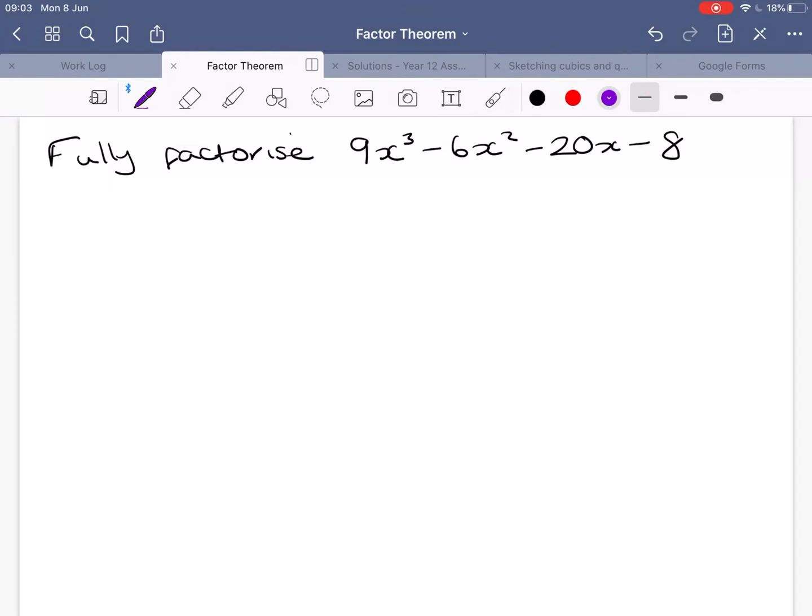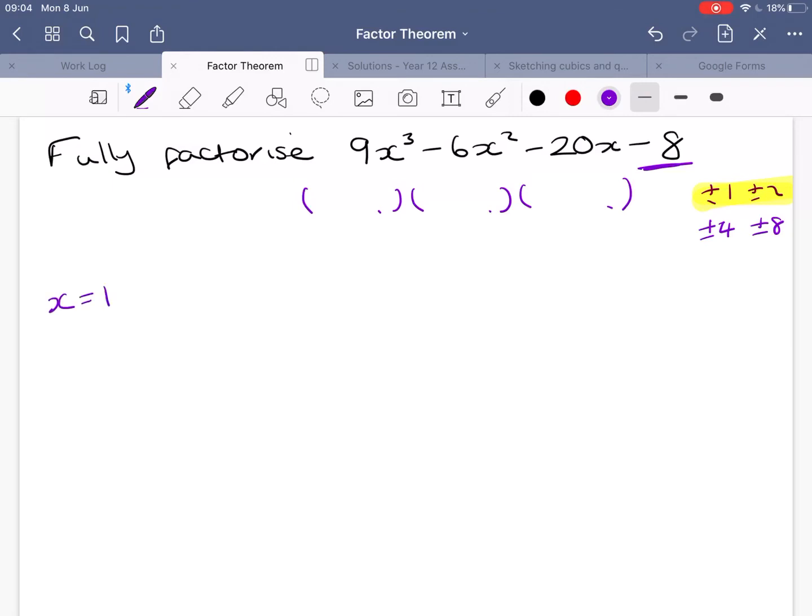Slightly more complicated one, because it isn't 1x cubed anymore, it's 9x cubed. But the philosophy is the same. If I think about my 3 brackets, the only way I get this minus 8 is to do A times B times C. So these have to be factors of minus 8. And what are the factors of minus 8? Plus and minus 1, plus and minus 2, plus and minus 4, and plus and minus 8. I'll be honest, in these sorts of questions, they tend to be one of these two answers, because they don't want you sat there trying different values too long.